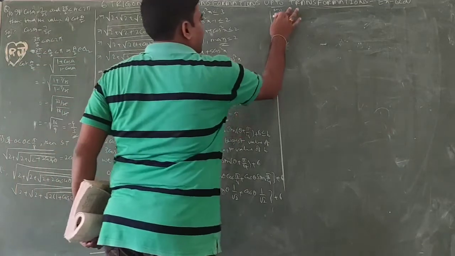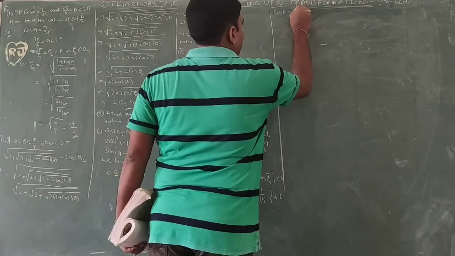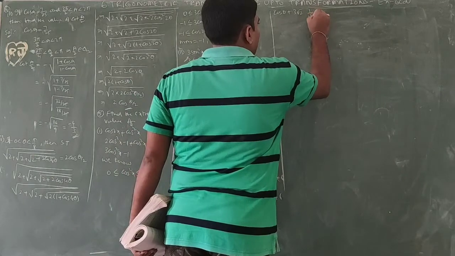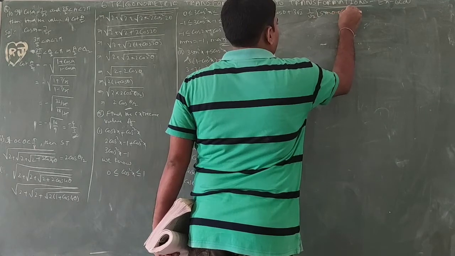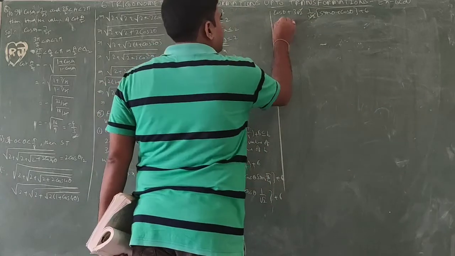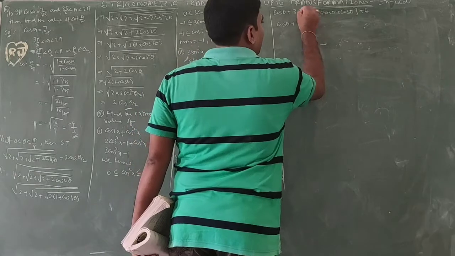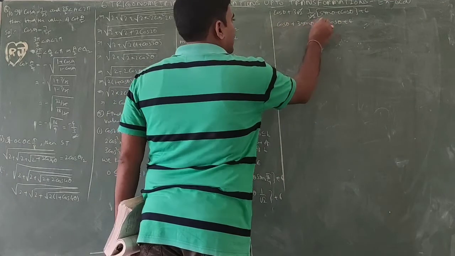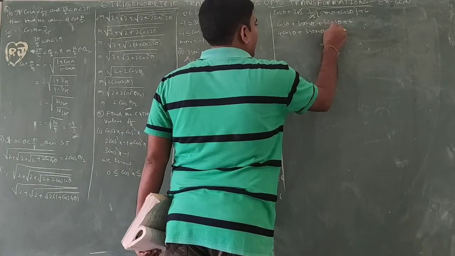Next cos theta plus 3 root 2, 1 by root 2 common. Then we will get sin theta plus cos theta, plus 6. 1 by root 2 cancel. Cos theta plus 3 into sin theta, 3 sin theta, 3 into cos theta, 3 cos theta, plus 6. So cos theta plus 3 cos theta, 4 cos theta plus 3 sin theta plus 6.